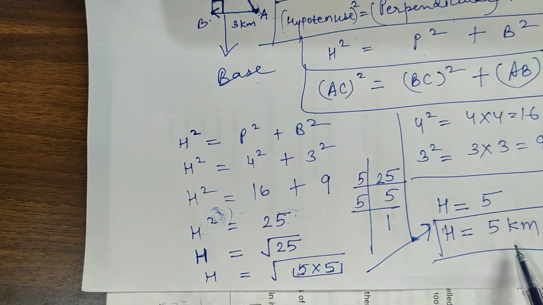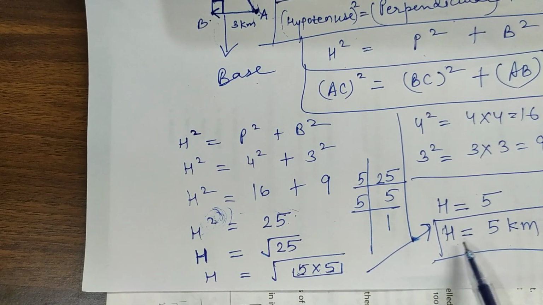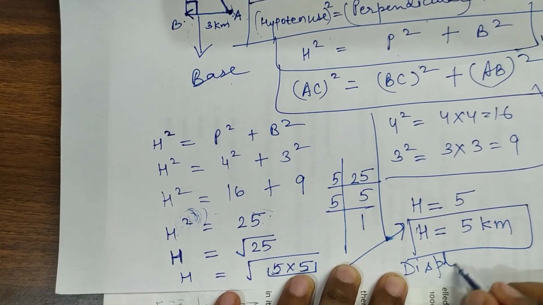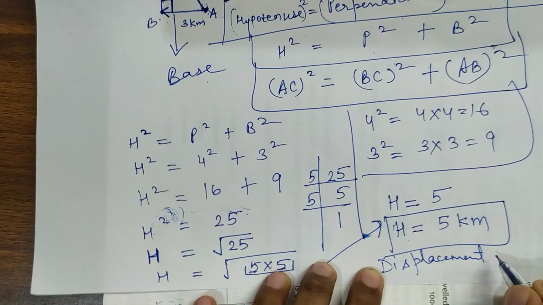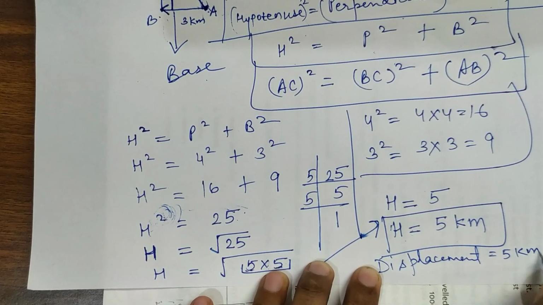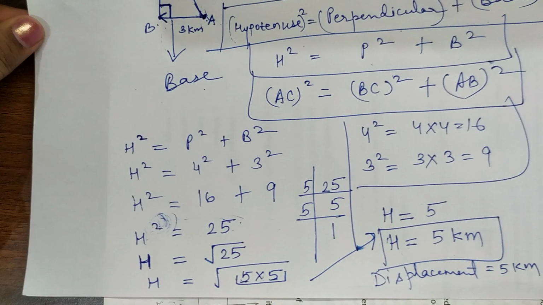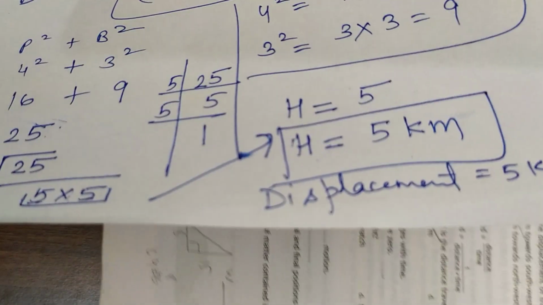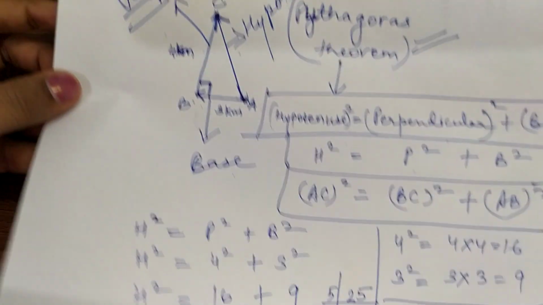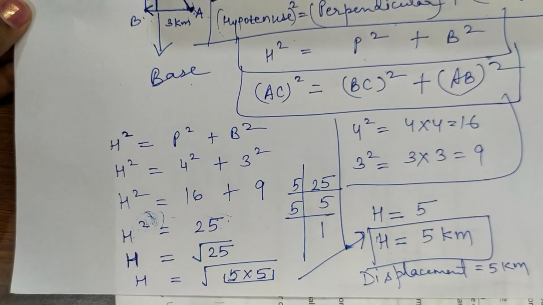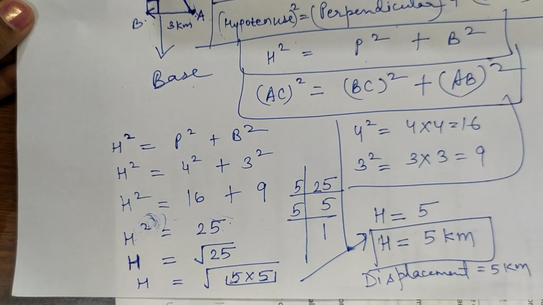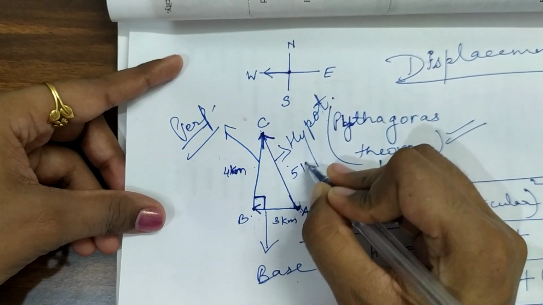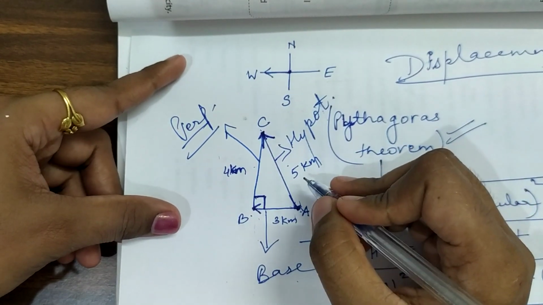So now we have to write the answer in units. So H, that is your displacement. Displacement is how much? Displacement is 5 kilometer. Okay, now in your question, children, direction is given, that is 5 kilometer towards, which direction is given? 5 kilometer towards northwest. Okay, 5 kilometer towards northwest. So now you have got that this hypotenuse has come how much? 5 kilometer. Now how will you find it is northwest?